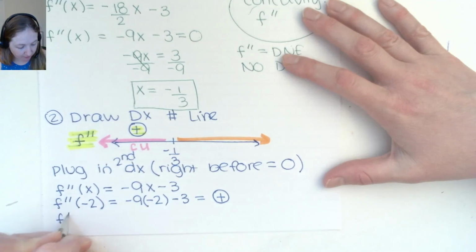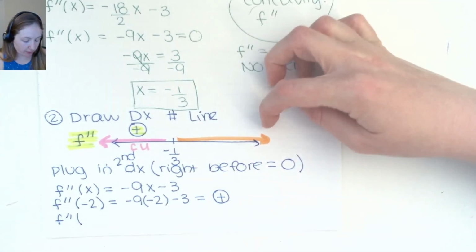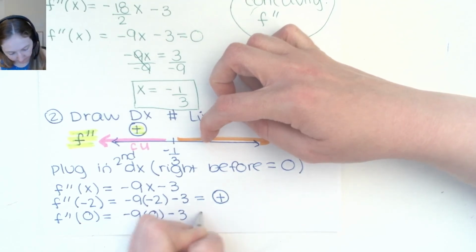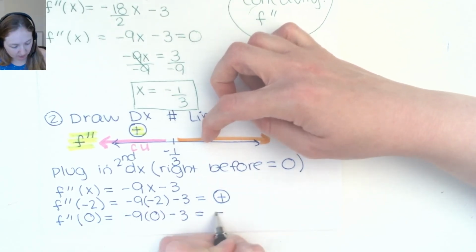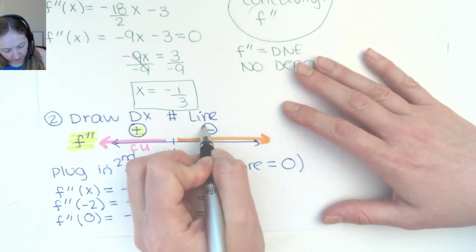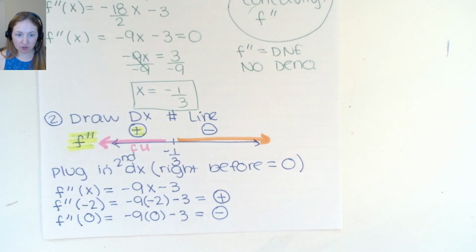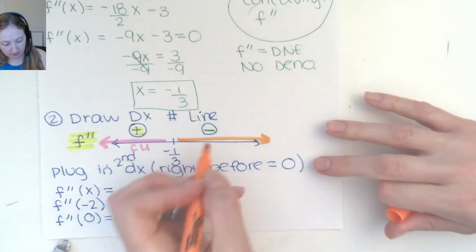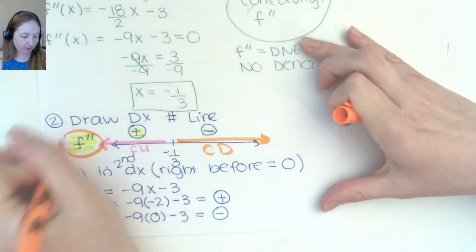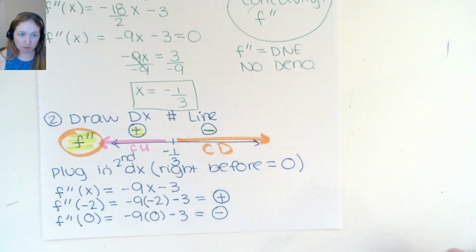And then we'll do the same thing for to the right of negative 1/3. We might plug in 0. And that gives us 0 minus 3, or simply negative 3, so a negative. So that negative again tells us different information. Because it's the second derivative, this negative is now telling us that the function is concave down on that interval. And it's all because we're looking at the second derivative rather than the first derivative.